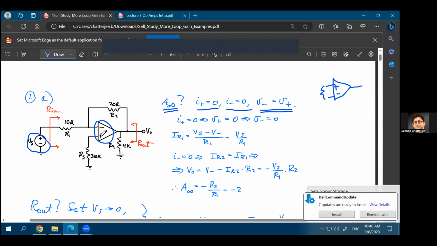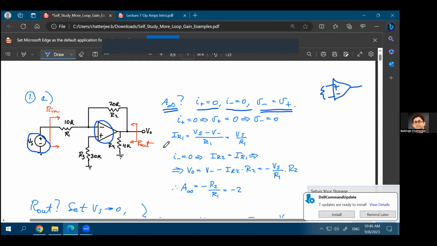So just assume that if this positive terminal were connected to ground, then we would have called this negative terminal a virtual ground, because virtually there should not be any current flowing in between these two terminals because of the infinite input impedance property. So if one terminal is grounded, the other terminal has to be grounded, right? And that's why, in an AC sense, it's called the virtual ground property.